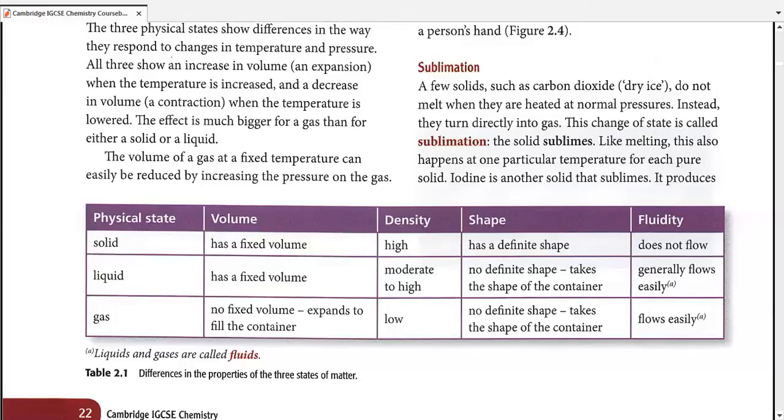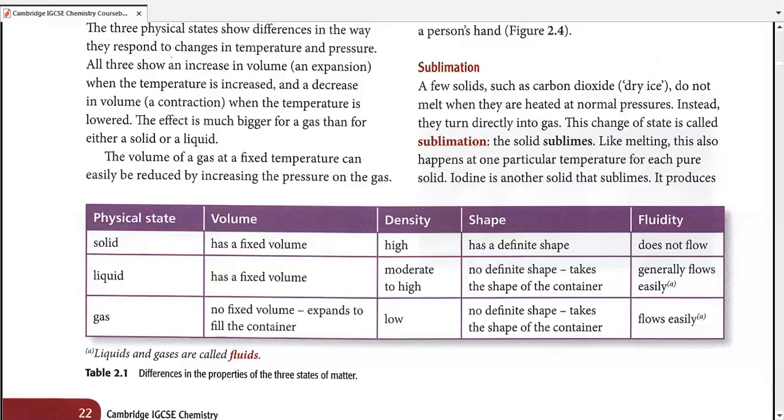Very good. And Umama, now your turn. Your question would be defining the volume of a gas. It has no fixed volume. It has no fixed volume, which means, let's complete the sentence given in the book. No fixed volume, expands to fill the container. Do you understand what this phrase means, Umama? It means that the gas expands to fill the container.